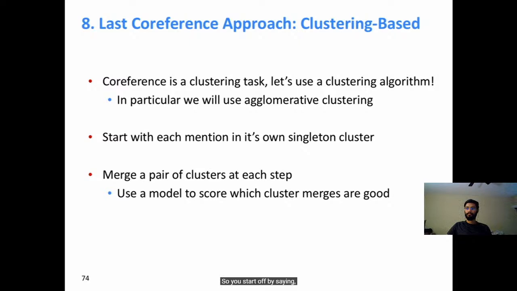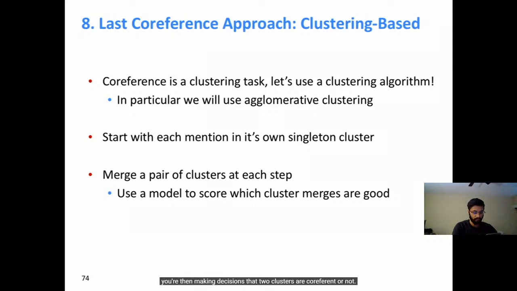So you start off by saying each mention is its own singleton cluster, and then you're making decisions to merge clusters, which is initially saying two mentions are co-referent. But as you go on with it, you're then making decisions that two clusters are co-referent or not.